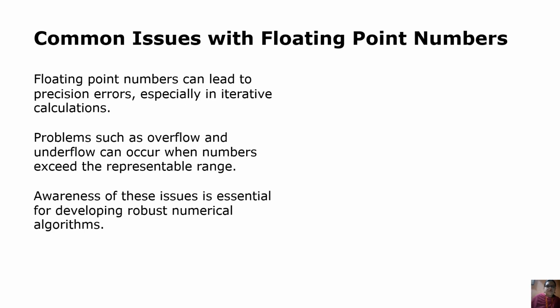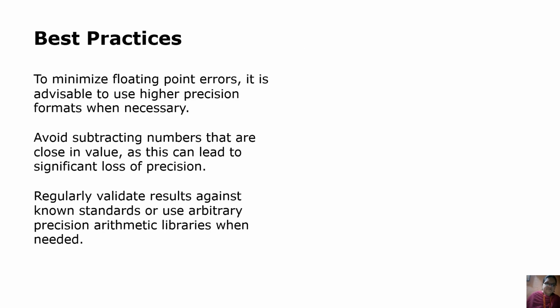Now we discuss common issues with floating point numbers. Floating point numbers can lead to precision errors, especially in iterative calculations. Problems such as overflow and underflow can occur when numbers exceed the representable range. Awareness of these issues is essential for developing robust numerical algorithms.